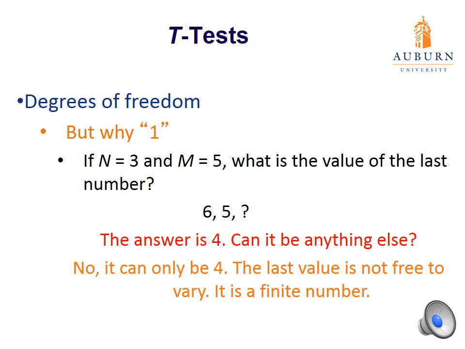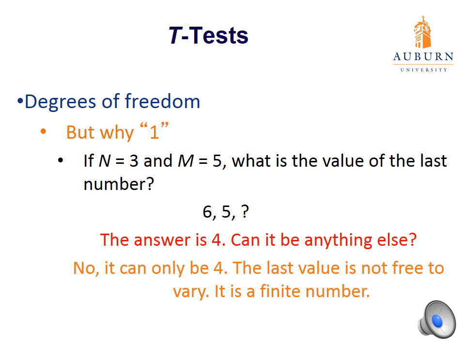So in other words, that last number is not free to vary. It is a finite number. It is not an infinite number. And so that's where we get our degrees of freedom. And that's why we subtract 1. We don't subtract 2, we don't subtract 0.5, we don't subtract 1.5.